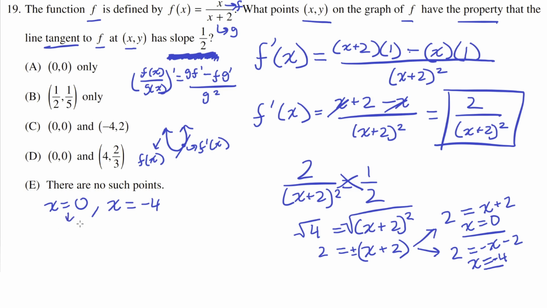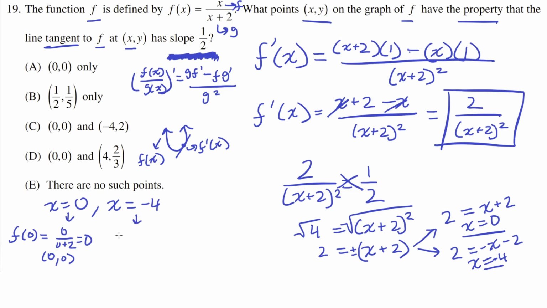So now let's find the corresponding y values by plugging in these x values. So if we plug in 0 for x into f of x, the original function, we'll get the y coordinate of the value for this x value. So when x equals 0, we have 0 over 0 plus 2, which is just equal to 0. So the coordinate of this point is 0, 0. So if we were to draw a tangent on f of x at this point 0, 0, the slope of that tangent line would be 1/2.